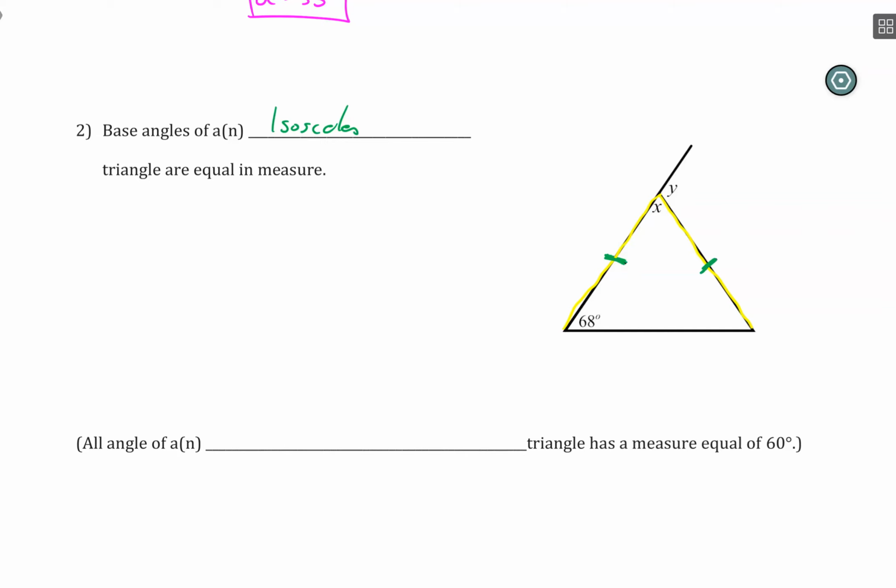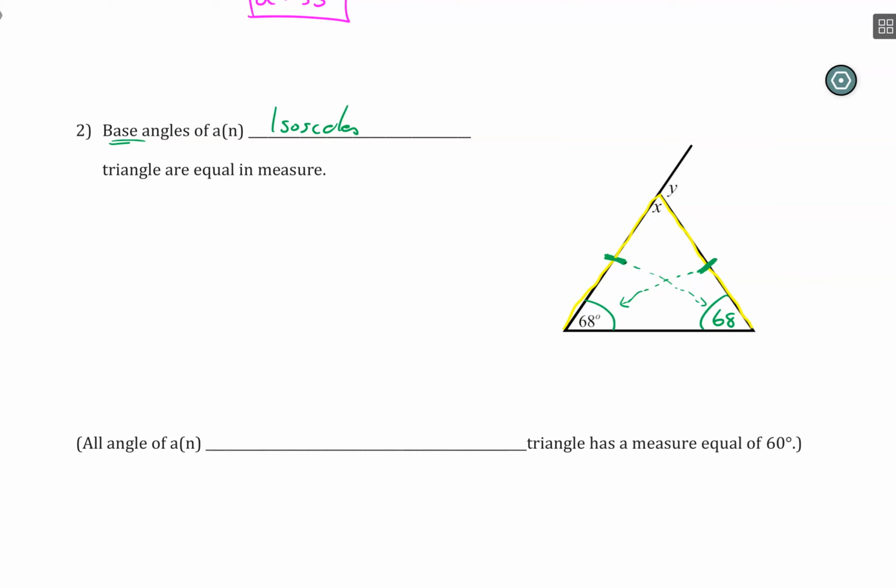And by definition, if I have two equal sides, the angles across from them, which we refer to as the base angles, that's what we were saying up here, the base angles, they are also going to be equal then. So if this is 68, automatically we know that this is 68 if it is in fact an isosceles triangle, which they told me it was.